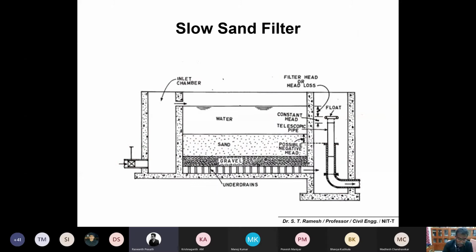Slow sand filter. Now you can see the configuration and how the layout looks. Gravel is the support layer, and over it you have a sand layer. You allow the water to stand, and the treated water is collected through under drains and taken further for disinfection. This is about the slow sand filter.